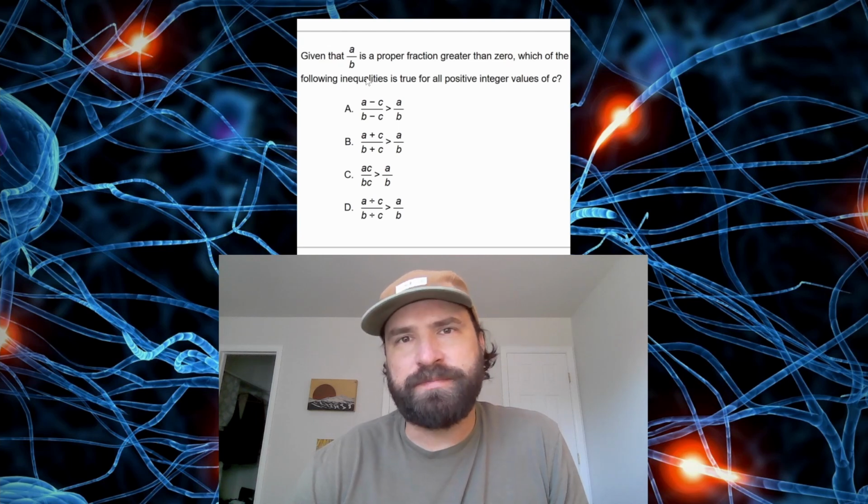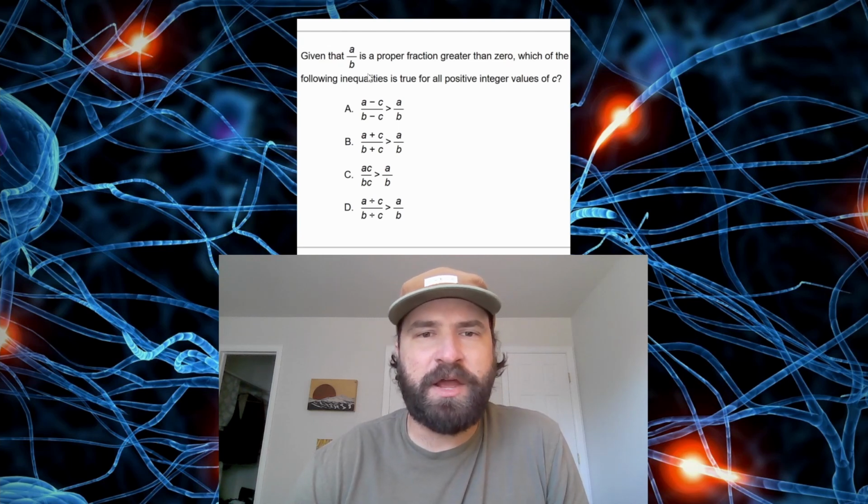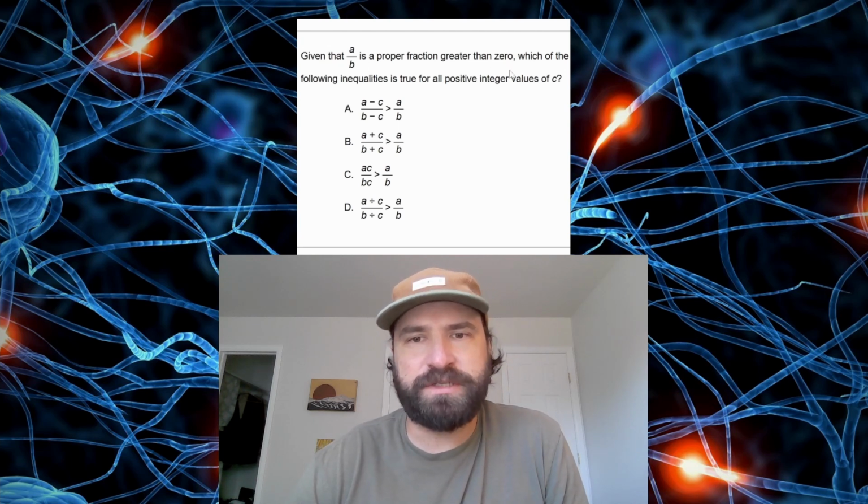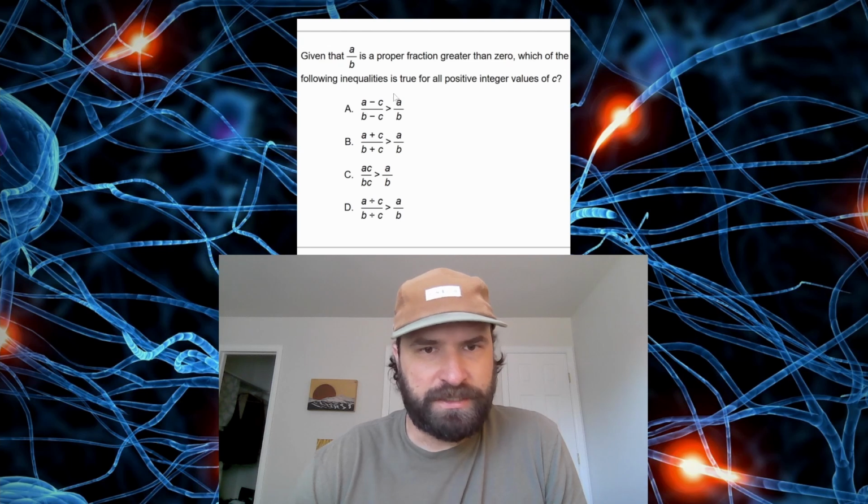All right, let's dive into another MTEL question. This one says, given that a over b is a proper fraction greater than 0, which of the following inequalities is true for all positive integer values of c? And these are our options here.